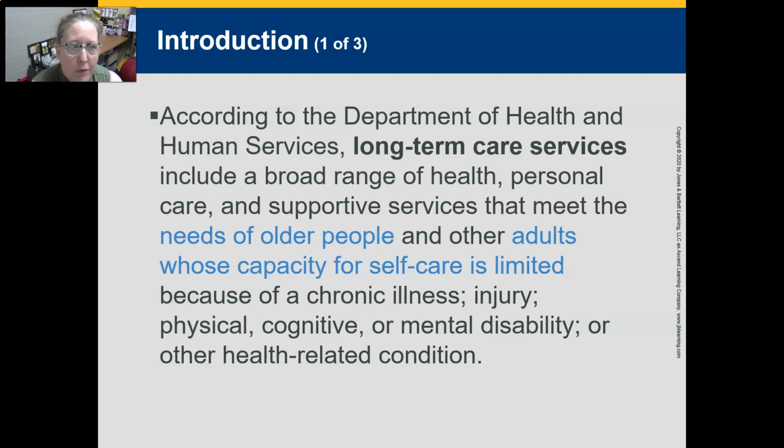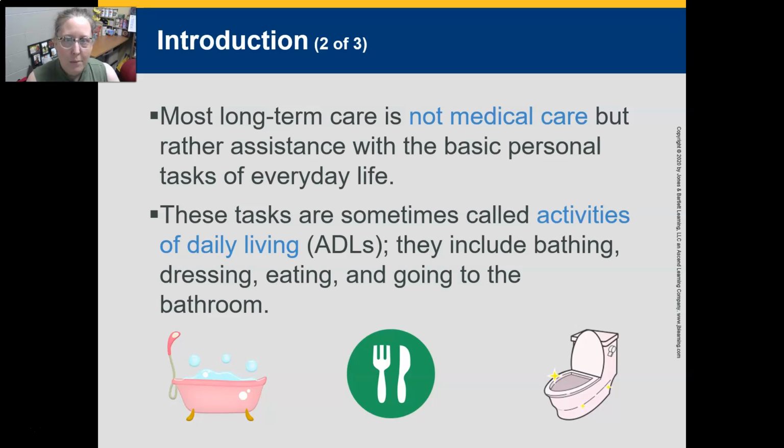So according to the Department of Health and Human Services, long-term care services include a broad range of health, personal care, and supportive services that meet the needs of older people and adults whose capacity for self-care is limited, usually because of a chronic illness, an injury, a physical, cognitive, or mental disability, or another health-related condition. Okay, so these people need different levels of help with different activities, and they need it for a long time. So this is what long-term care services are all about.